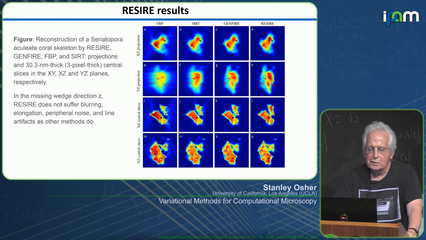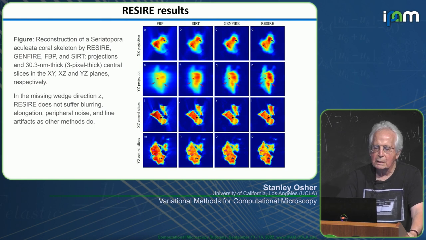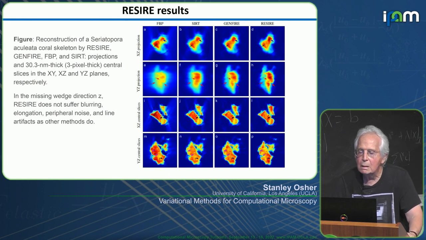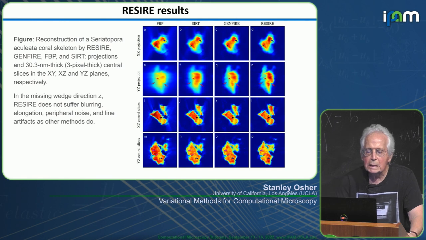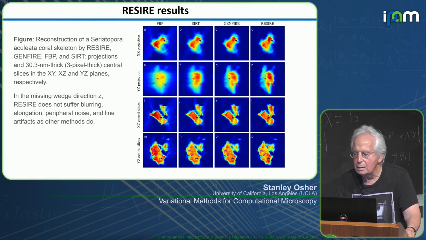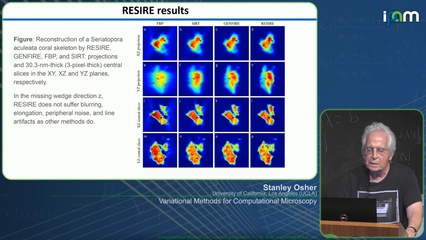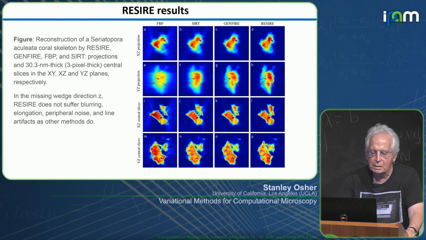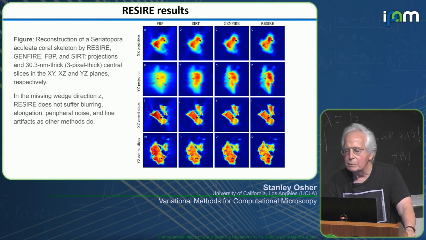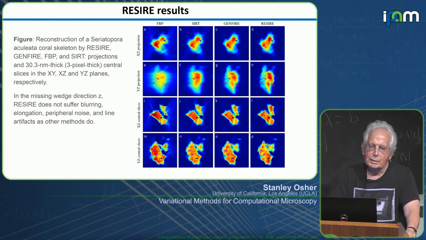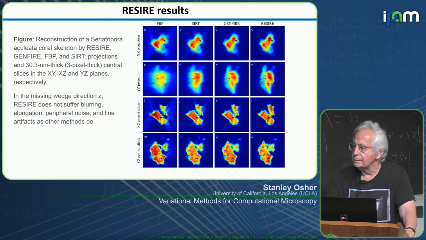So reconstruction of God knows what this thing is by RESIRE and other methods. And in the missing wedge direction, which is the second row, they do really well. It doesn't suffer blurring, elongation, noise, and line artifacts as the other methods seem to. I mean, even though this is relatively simple optimization, it works well. Okay. Next.